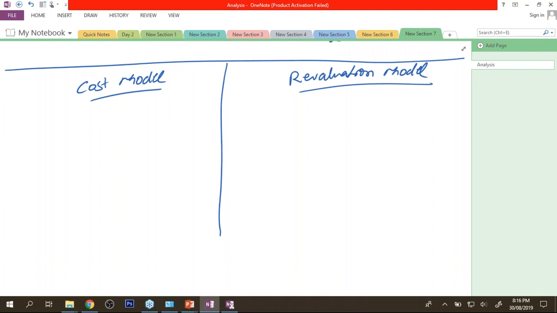Okay, a lot of people saying cost model and a few also saying revaluation model. Actually, the answer is right. The performance of the cost model will be comparatively better. Why? Because when we talk about the cost model, this means that we are going to charge the depreciation on cost directly.